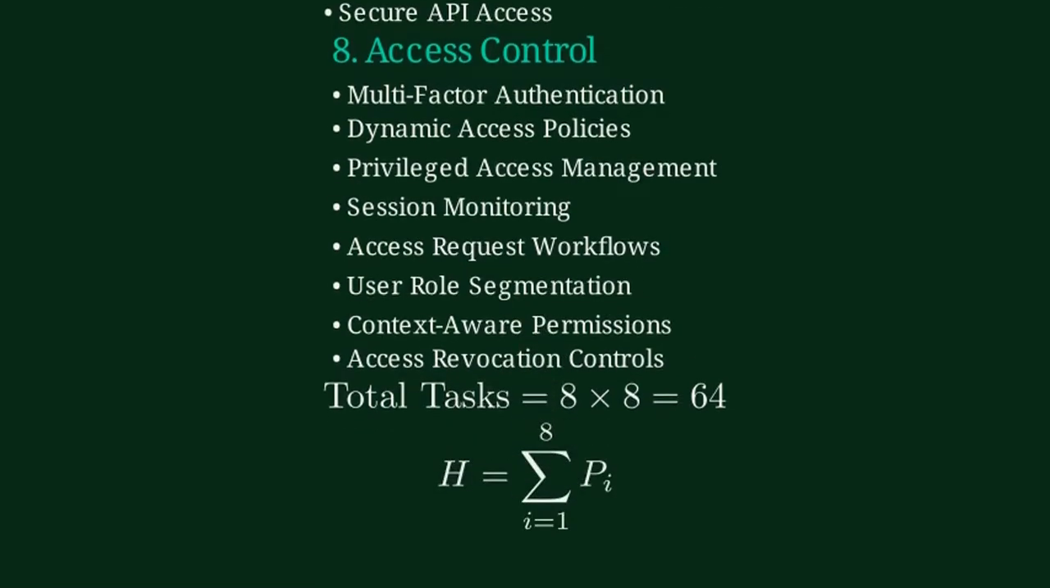We can also think of AI governance as a system. If we call the health of the system H, then it is the sum of all 8 pillars. If even one pillar is weak, the whole system becomes unstable.